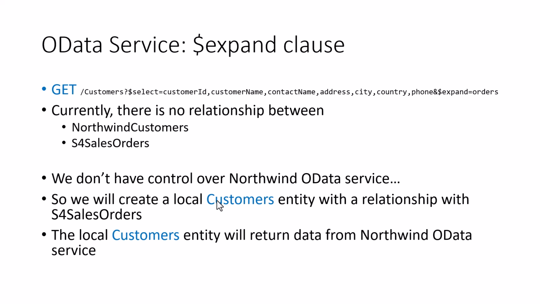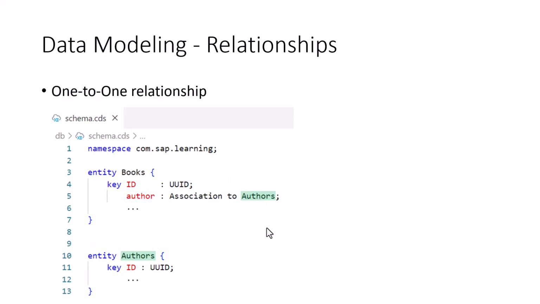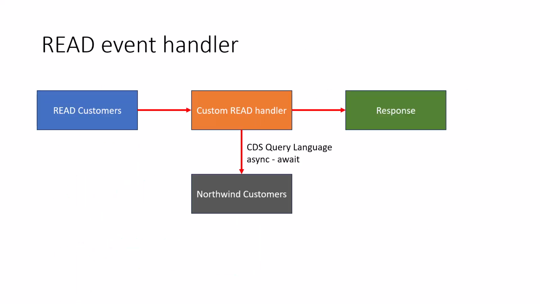So what I'm going to do now is go ahead and create a local customers entity and set up the relationship because I have full control over this customers entity. And this is going to be like a pass-through entity. So when I make a read call to the customers entity, I will actually return data from the Northwind OData service. So it will look something like this.